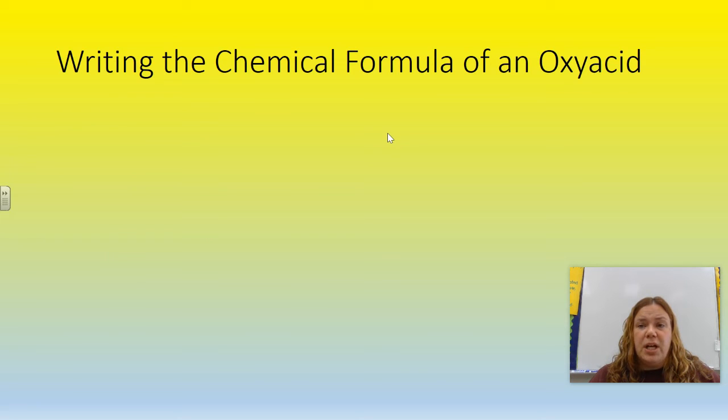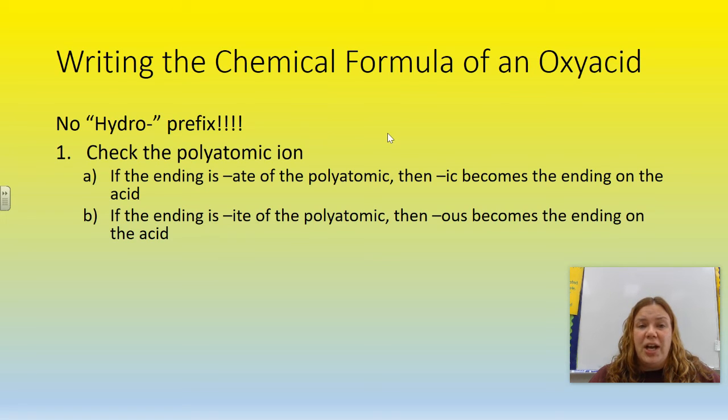When we write the chemical formula of an oxyacid, we're going to do things a little bit differently. In this case, we do not have a hydro prefix. Instead, we are going to check the polyatomic ion. If the polyatomic ends in ate, like phosphate, sulfate, chlorate, then ic becomes the ending on the acid. If the ending is ite, like sulfite, nitrite, chlorite on the polyatomic, then ous becomes the ending on the acid. So for example, let's look at phosphoric acid.